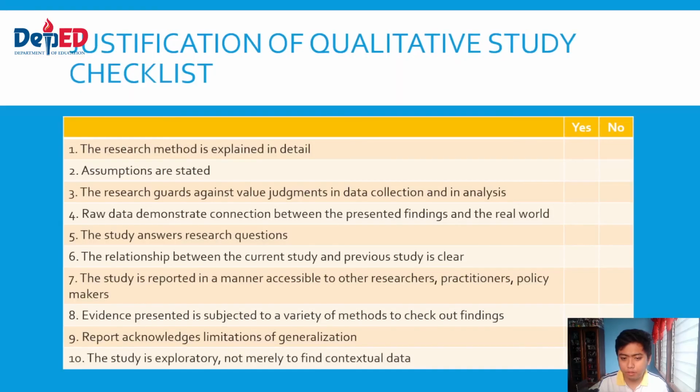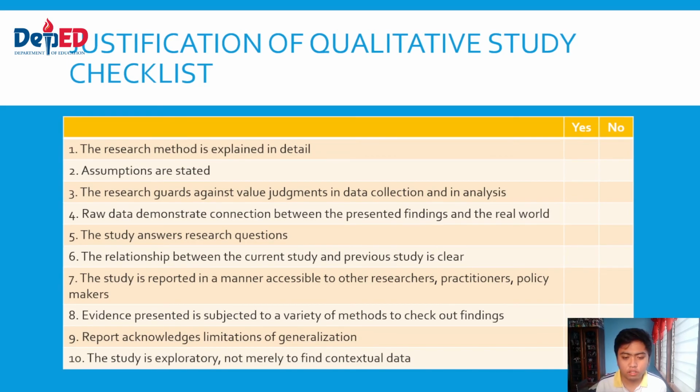So here are some examples of checklists. For example, number one, the research method is explained in detail. That's why I mentioned earlier that universities and professionals in education are requiring their researchers to give the preliminaries, which is introduction until methodology. Assumptions are stated, that is part of the introduction already. The research guards against value judgments in data collection and in analysis. It's part of the methodology. It's well explained in the methodology already.